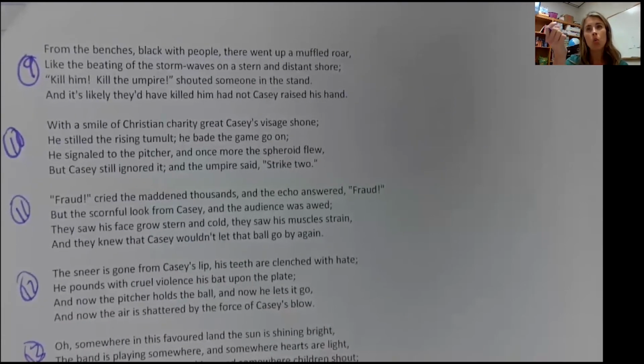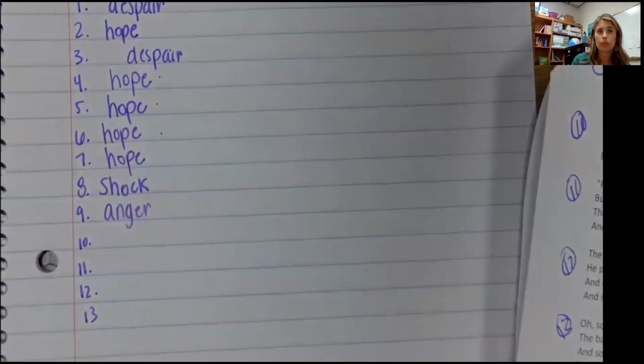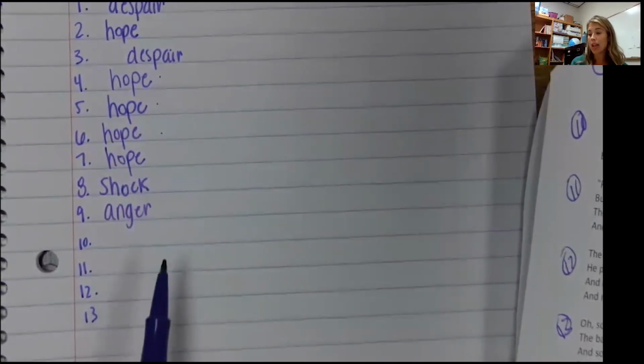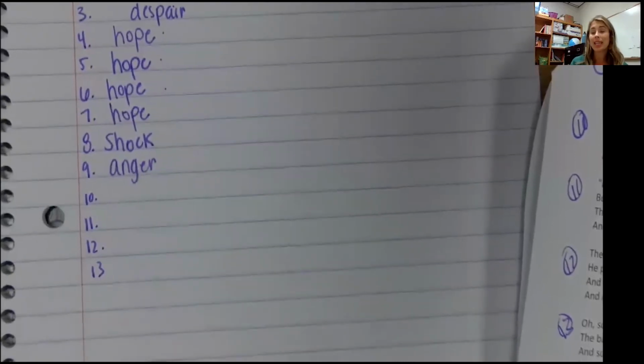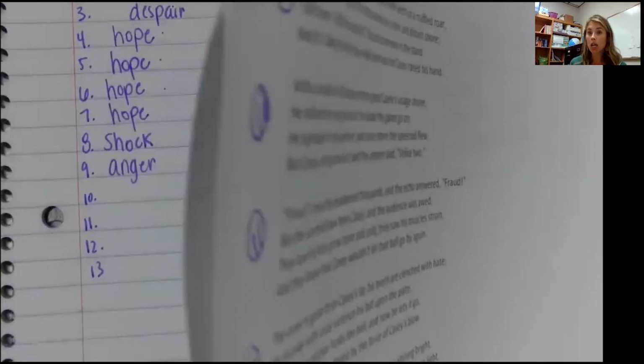So if shocked no longer works, what is a stronger word we can use to add on our chart about the emotions that we're feeling? How would you describe the fans in the stanza? Angry? I think anger would work really well. So beside stanza 9, I'm going to write anger. Quick question. Once you get angry, does it take you a while to settle back down? I wonder how long the fans will stay angry. Moving on to stanza 10. We know we've gone from hope to shock to now anger.